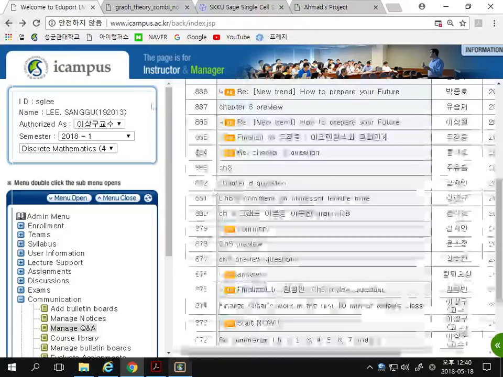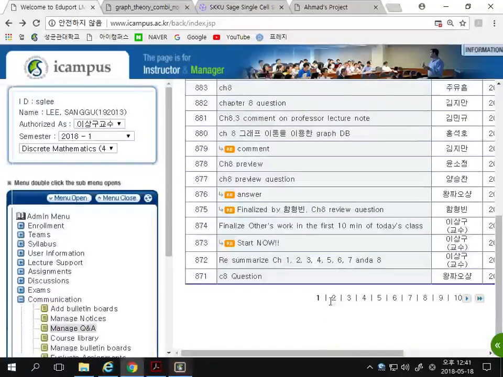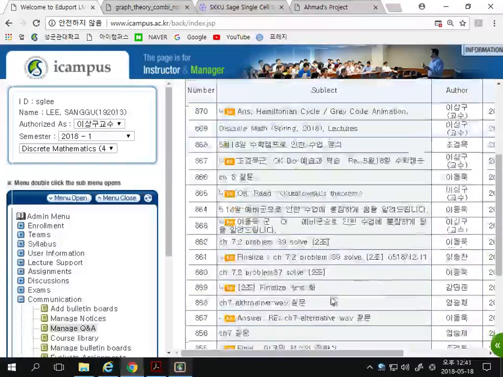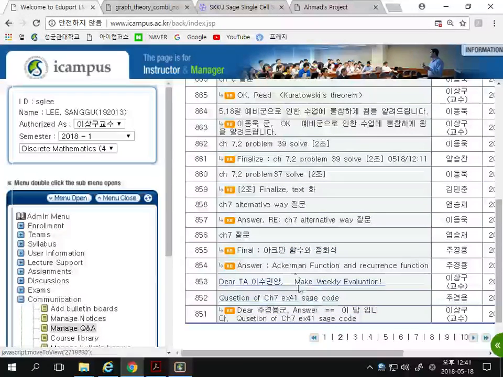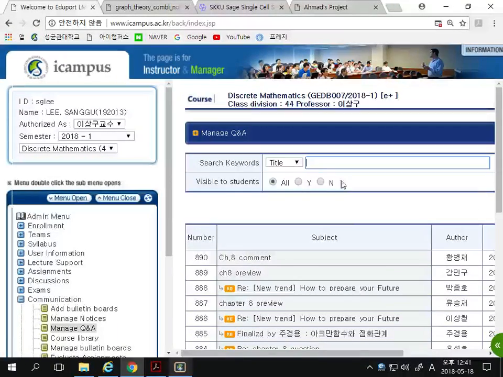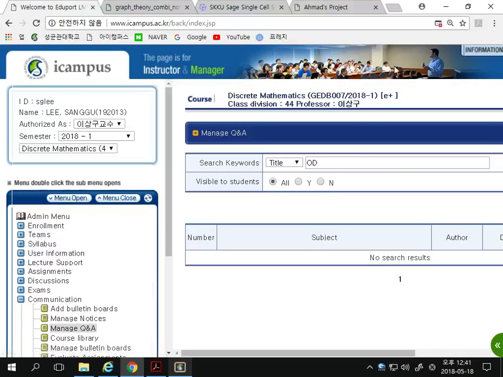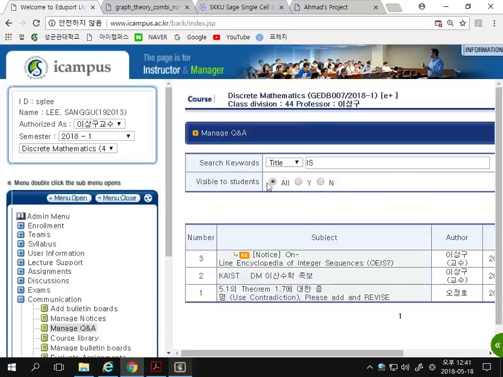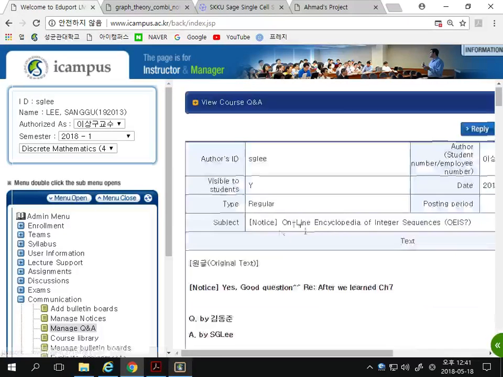Oh, actually, one more interesting thing. What was the title? The Online Encyclopedia of Integer Sequences. This will also be interesting.